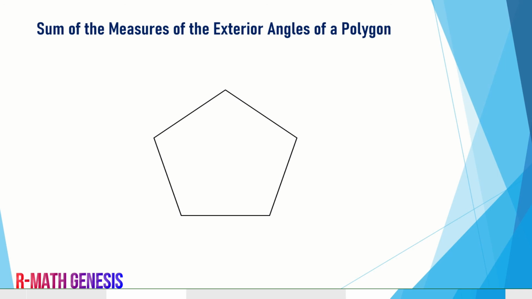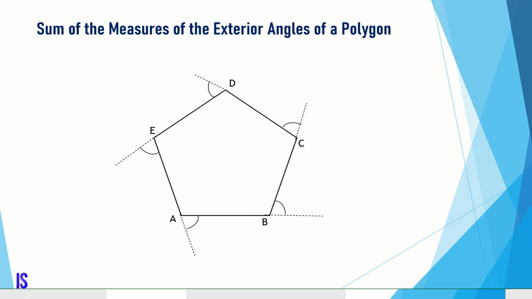How to draw an exterior angle? In order to draw an exterior angle, you have to extend one of the sides. So this is a polygon. Now if you extend one of the sides, I have extended the sides. When you extend the side, you will get an angle. So I'll be marking these angles as 1, 2, 3, 4, 5. Now the sum of the measures of the exterior angles of a polygon is 360 degrees.